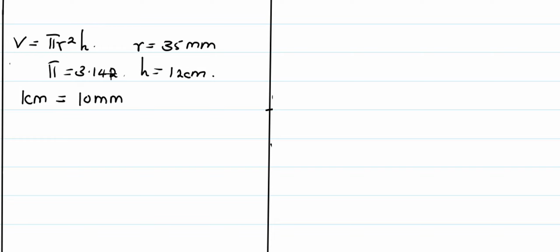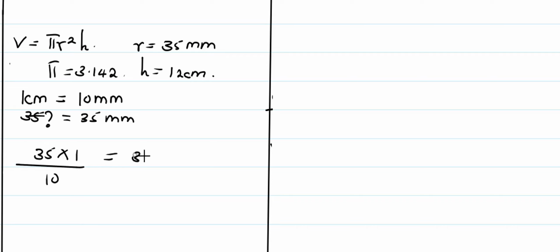We did this in lesson 7. So you ask yourself, 35 millimeters is equivalent to how many centimeters? So we cross multiply like this. We take that 35, we multiply by 1, this 1 here, and we divide by this 10. So it becomes 3.5 centimeters.